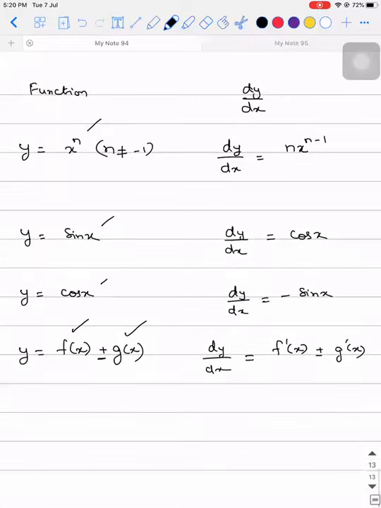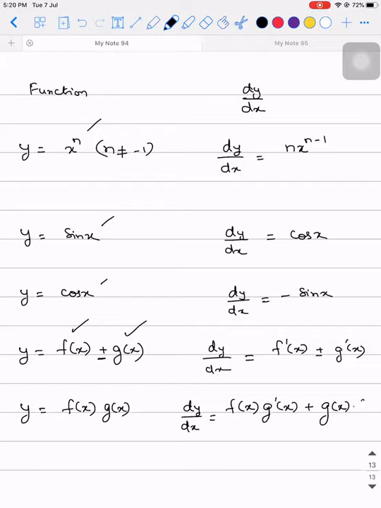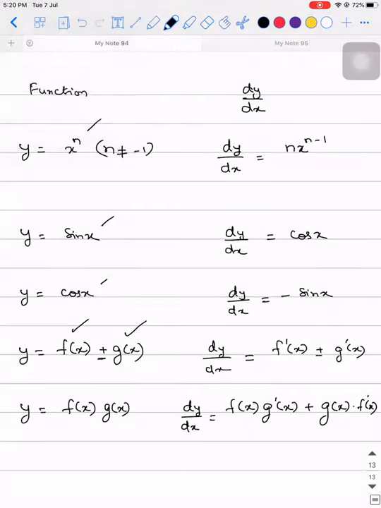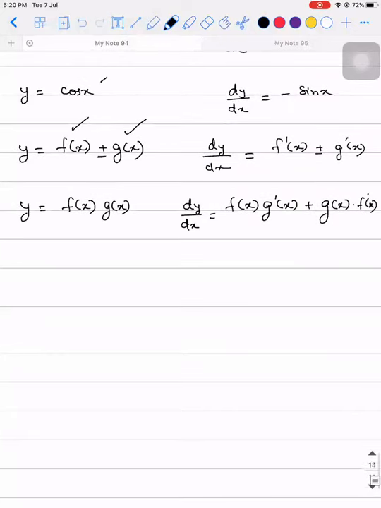Okay. Similarly, the other formula that you have is, if you have y is equal to f of x into g of x, then dy by dx is equal to, it is written like this, f of x into g dash of x plus g of x into f dash of x. So have this in your mind. What is g, sir? g is some other function that I'll tell you. You first follow the formula. f of x into g dash of x plus g of x into f dash of x.